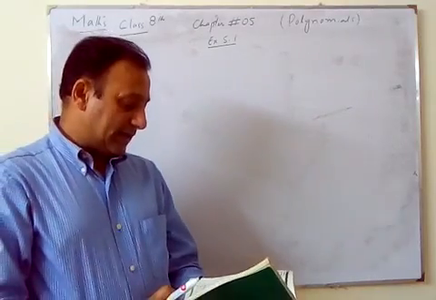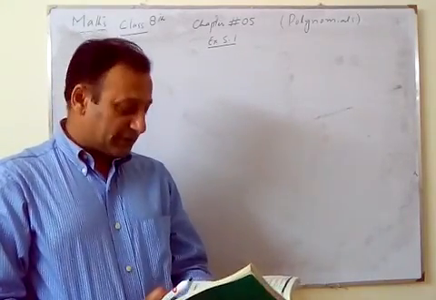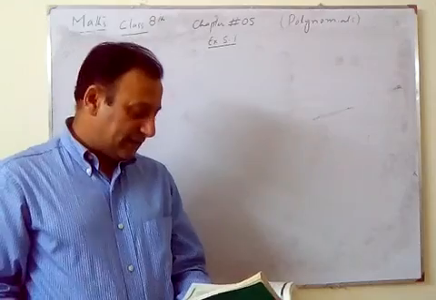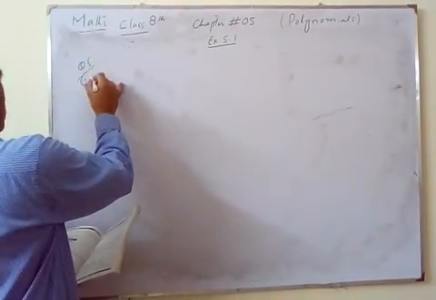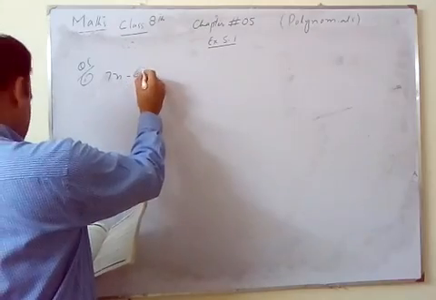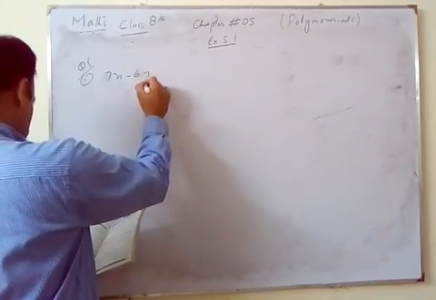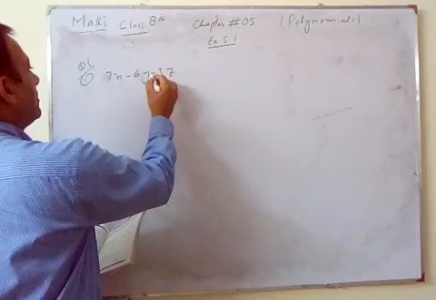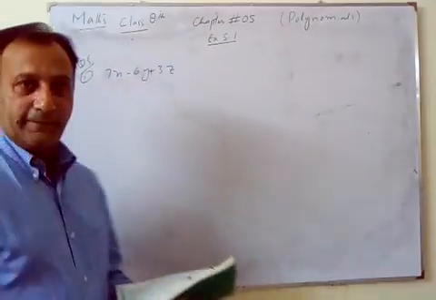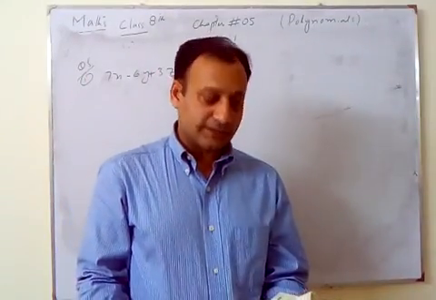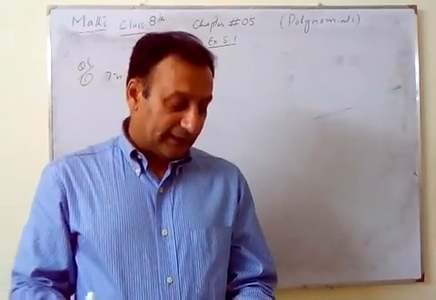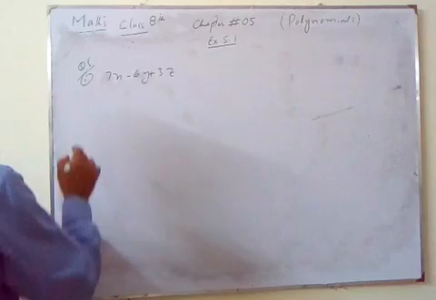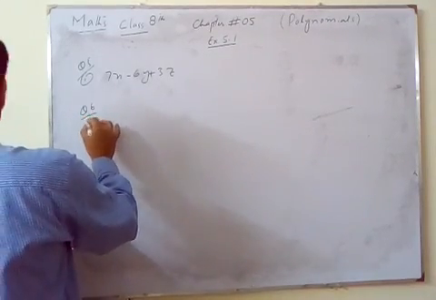Question 5: what constants are used in the following expressions? That is also very easy. In question number 5, part 1, 7x minus 6y plus 3z. So 7, 6 and 3 are the constants. So constants are easy. Write the degree of the polynomial in question number 6.